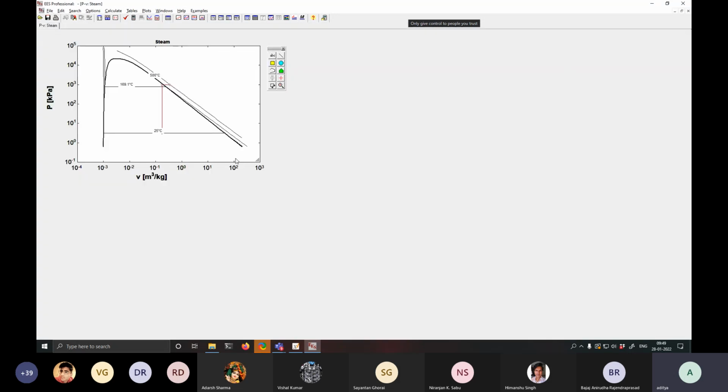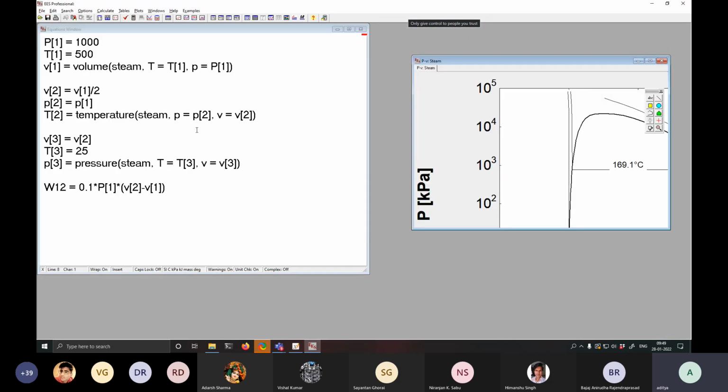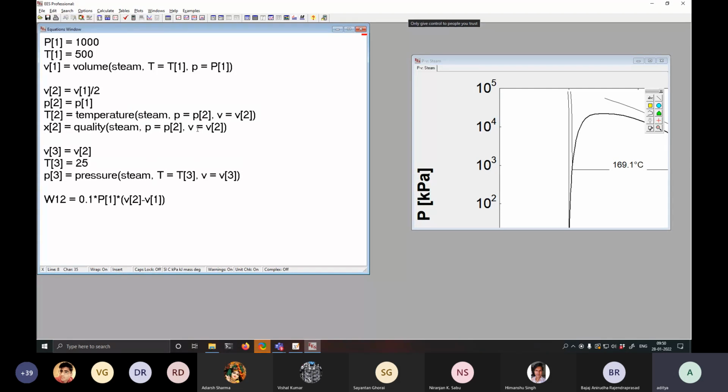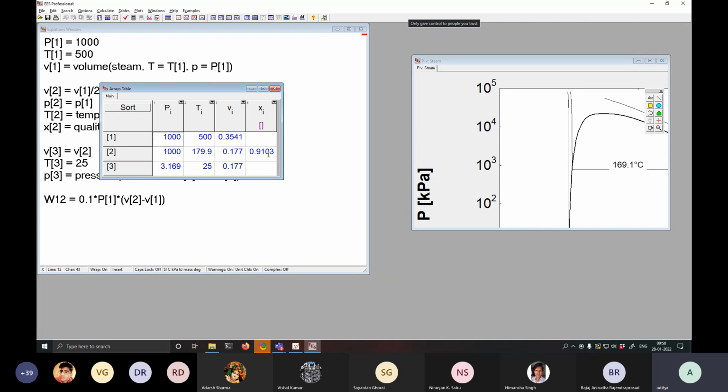And if you look into the process, it does go into the second region, but you see that the quality is very close to that of vapor. So in that case we should also verify that. So we should fetch what x2 is. So x2 will be quality of this same state. So let's see what it yields, and it gives us 0.91. So we're in the green.